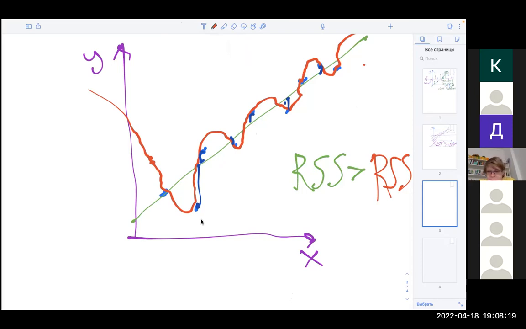Do you understand the point? It sounds like this curvy red model explains the data better than our straight line model. But it sounds like nonsense, right? Why actually? What's wrong with this complicated curly model? Probably this curvy model will be very bad with some new data.